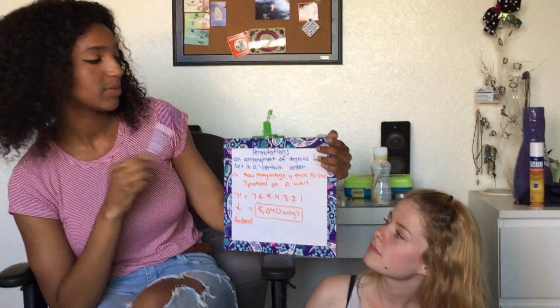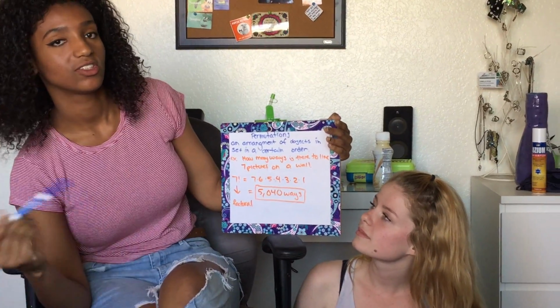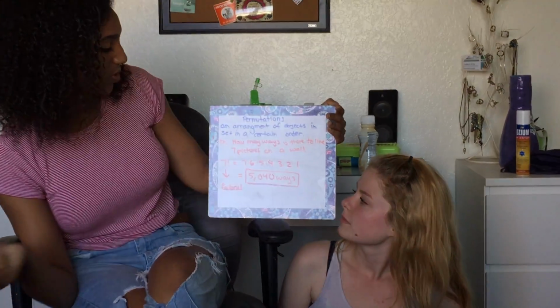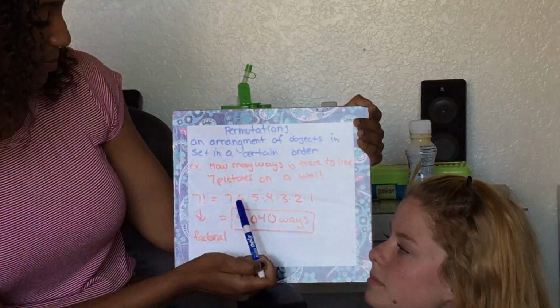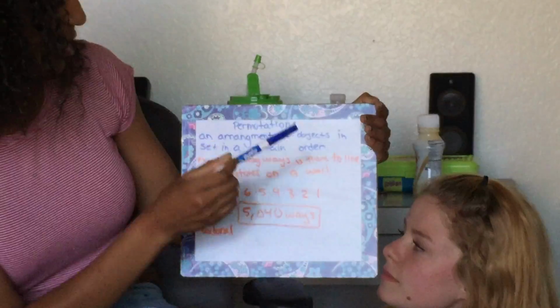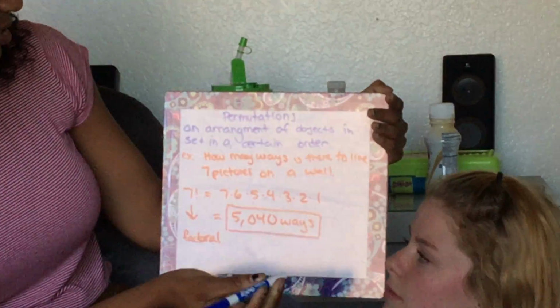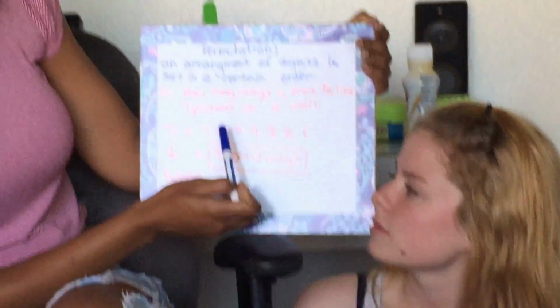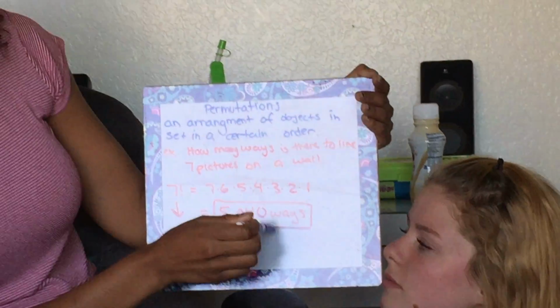Permutations: an arrangement of objects in a set in a certain order. Okay, so for this we have to use factorials because permutations are an arrangement of objects. And when you have a number with a factorial, you're basically multiplying it by all of the previous numbers. So for this problem, how many ways are there to line up 7 pictures on a wall? You do 7 factorial, which is 7 times 6, etc., and then you get the answer.